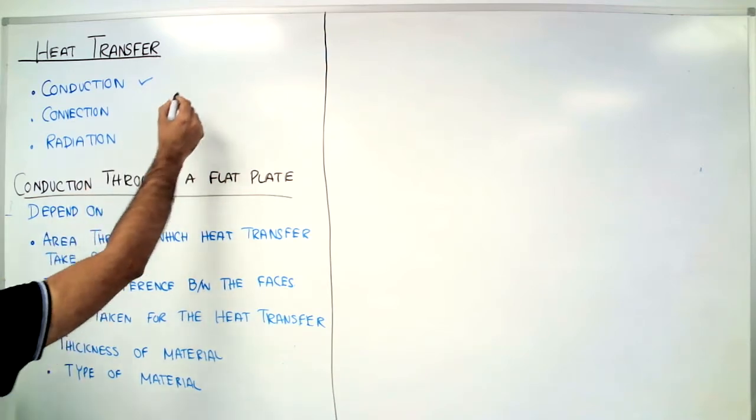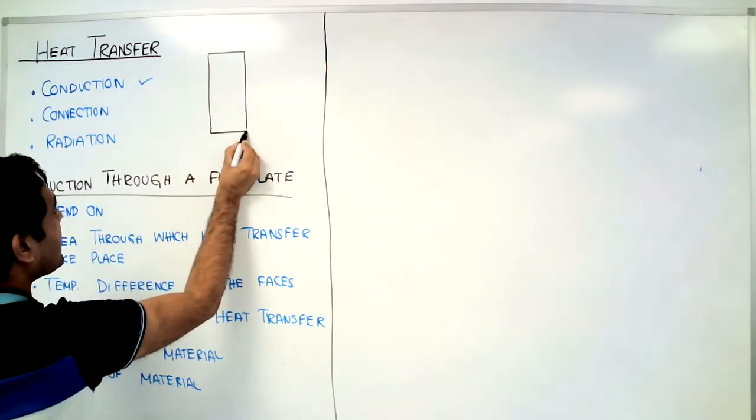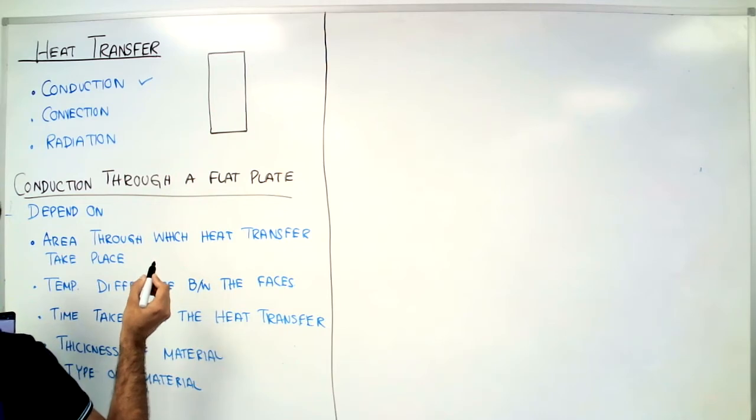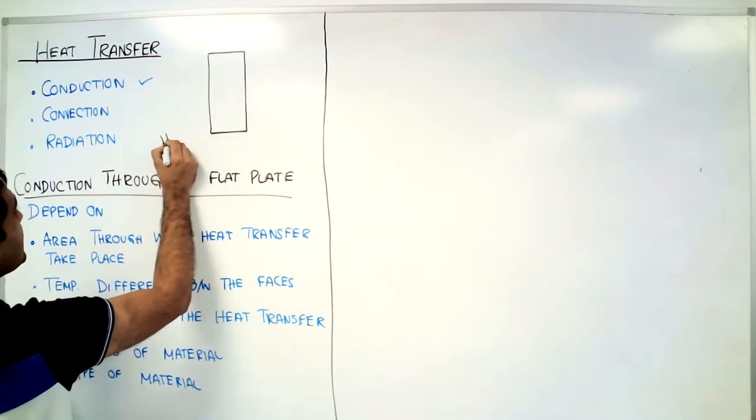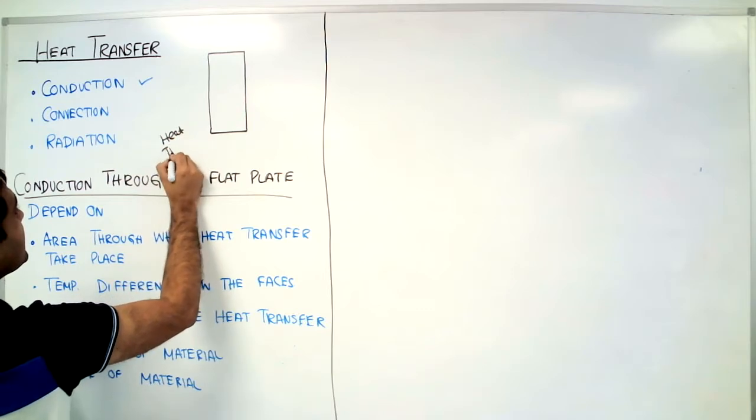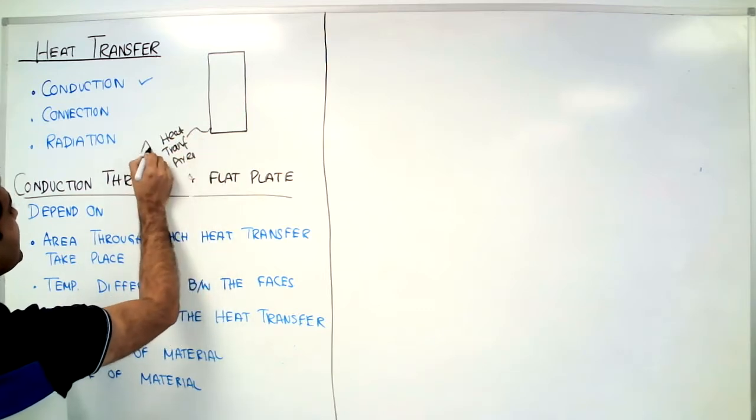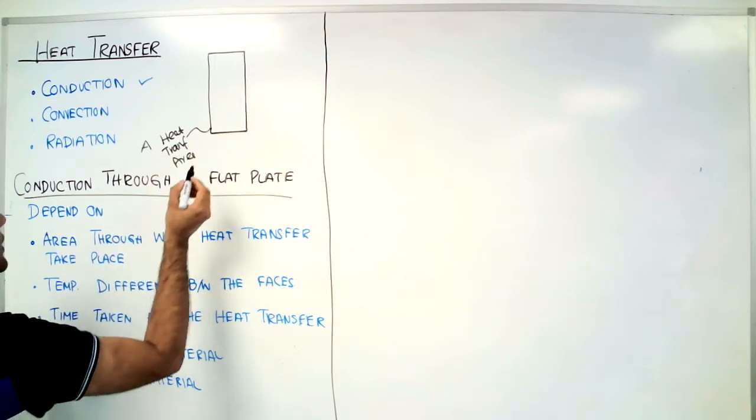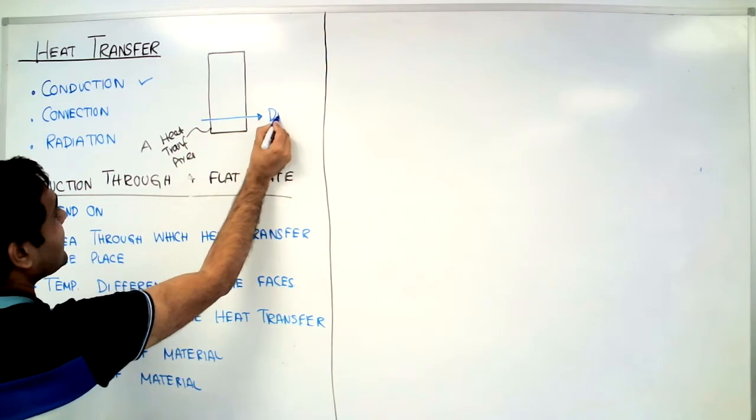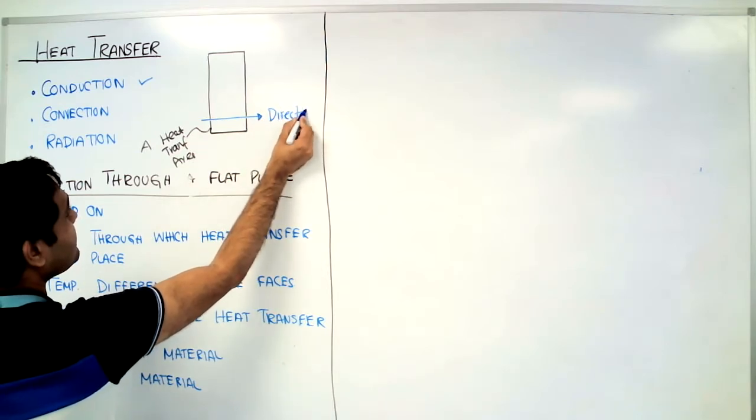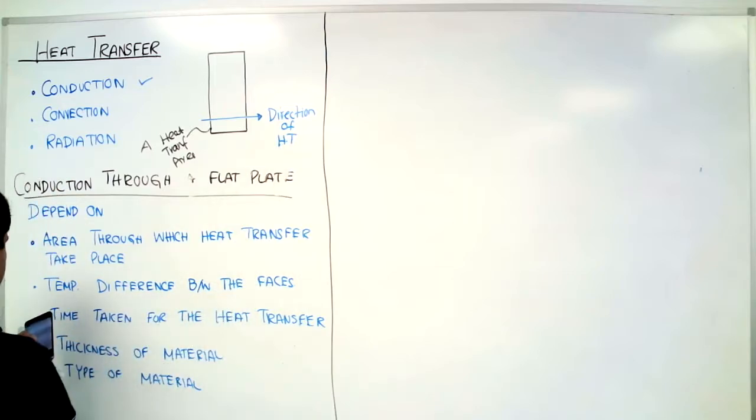Now let's see if I draw, let's say this is a plate. So the heat transfer area is this one. Let's call this the heat transfer area. We call this one, let's say, A. Direction of transfer is this. This is the direction of heat transfer, HT.